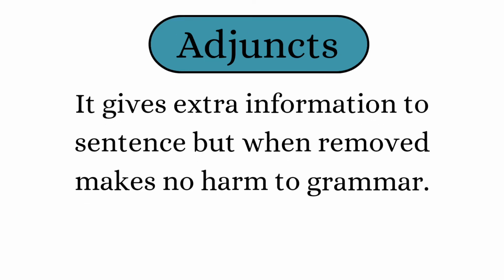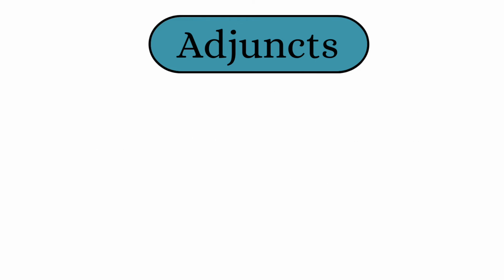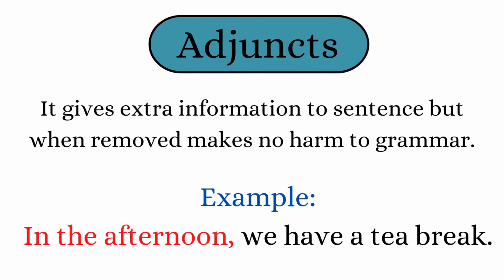Adjunct. An adjunct refers to the information of an action. It gives extra information to the sentence but when removed does no harm to its grammar. Example, in the afternoon we have a tea break. If we remove in the afternoon, it still gives us complete meaning. But in the afternoon gives extra information to the sentence, so it's an adjunct.